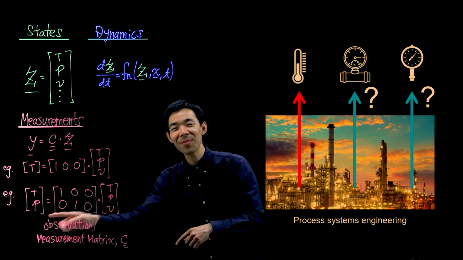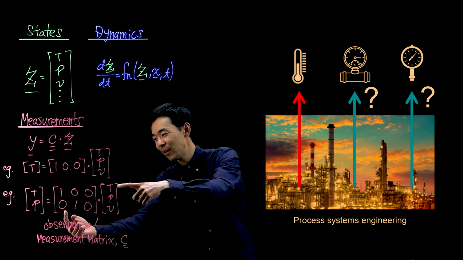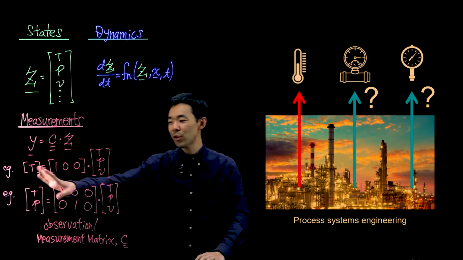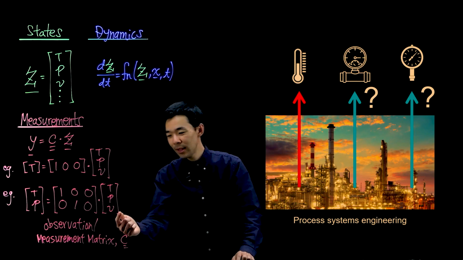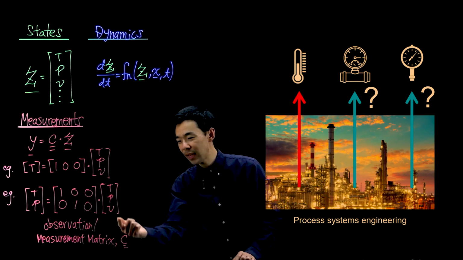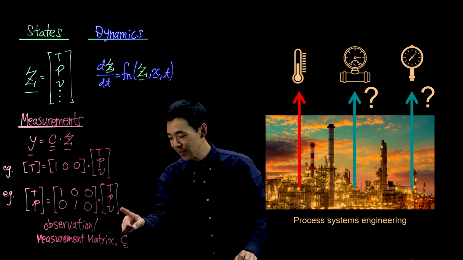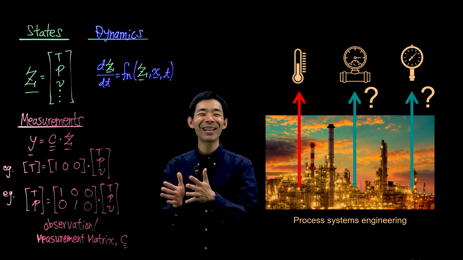The next entry of pressure, which is what you can also measure in this particular example, you have 0 times t, 1 times p, 0 times v, and out comes your measurements of temperature and pressure. But like I said, the full state is what your dynamics depend on. Therefore, in this case, your flow rate v is a hidden variable that you don't have direct access to.